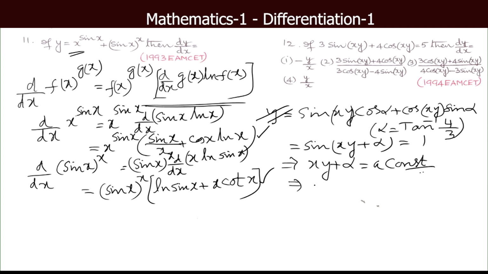So this means when you differentiate x dy dx plus y, alpha being a constant, alpha is arctan 4/3, the derivative of alpha is 0, constant right hand side 0. This means dy dx is minus y/x.